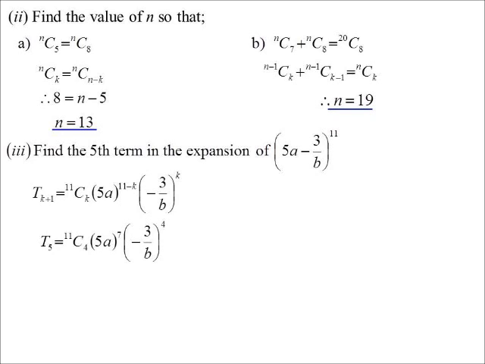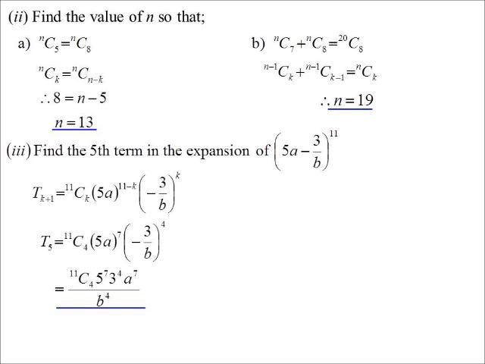Now this is why it's really important you keep the order correct. Because if I had started with the minus 3 on b powers being the highest, I'd get a different fifth term. So the actual order that they're written in the parentheses is important. If they say the fifth term, they mean that the first term will be 5a to the power of 11, not the minus 3 on b to the power of 11. So 11C4, 5a to the power of 7, minus 3 on b to the power of 4.